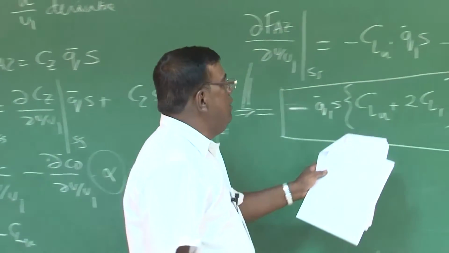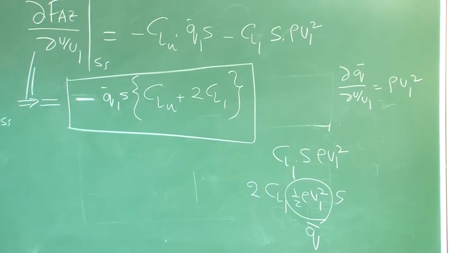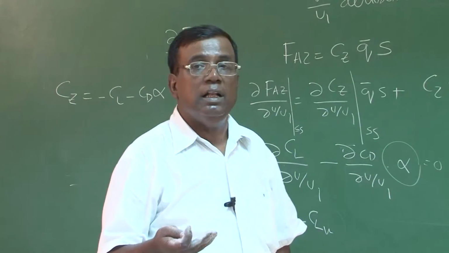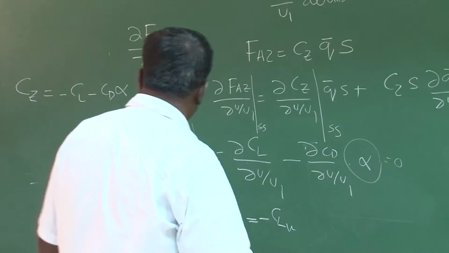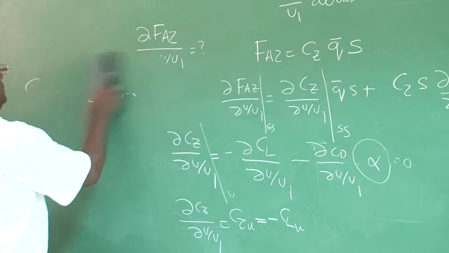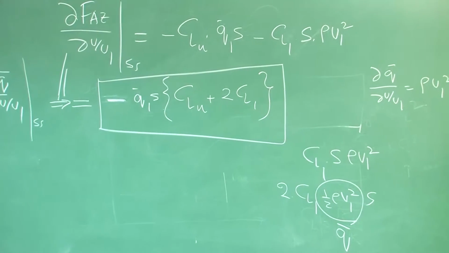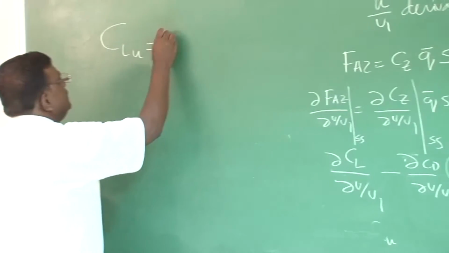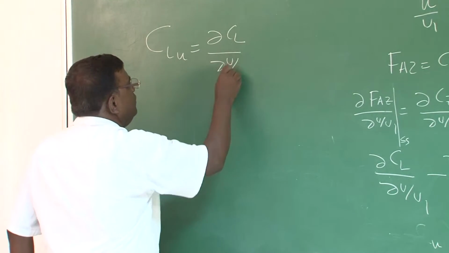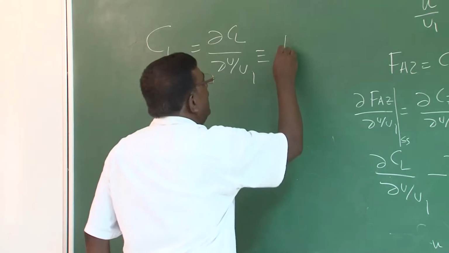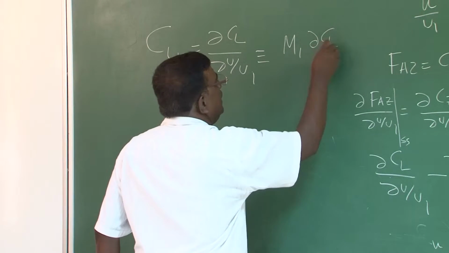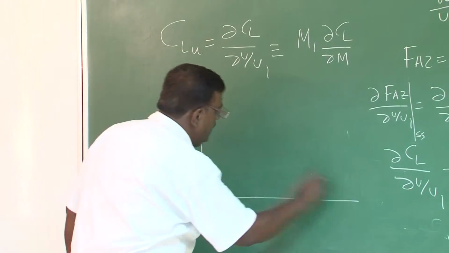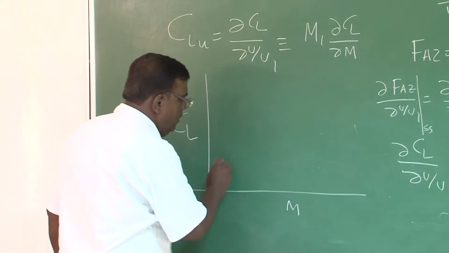Here, what is Cl1? Cl1 is the Cl at steady state. Let's say, what is our steady state? It is a cruise. So the cruise Cl is Cl1. What is Clu? Let us understand that. This is dCl by du by u1. As we did for Cd, I can write it as m1 into dCl by dm. And if you see, the variation of Cl versus Mach number goes something like this.